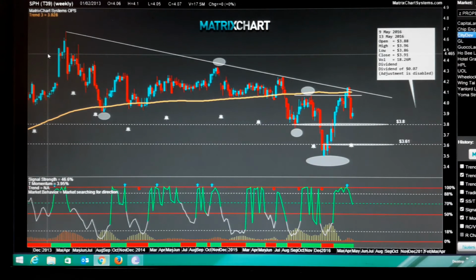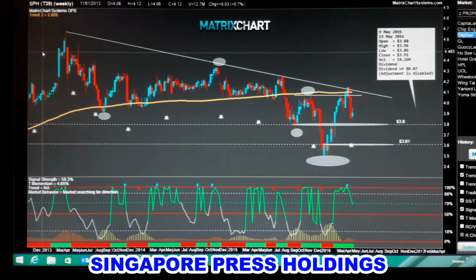Next counter, SPH, stock code T39. In this counter, it has already completed the 5 series of major wave. The top is right here. Wave 1, Wave 2, Wave 3, Wave 4, and Wave 5. And this is the bottom. So right now, the trend has reversed.